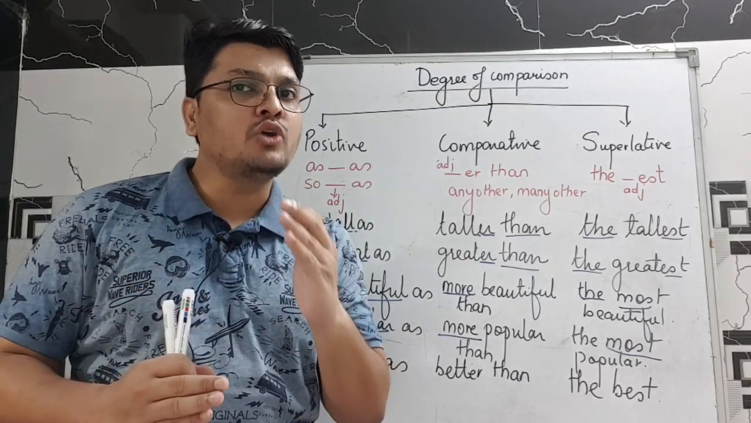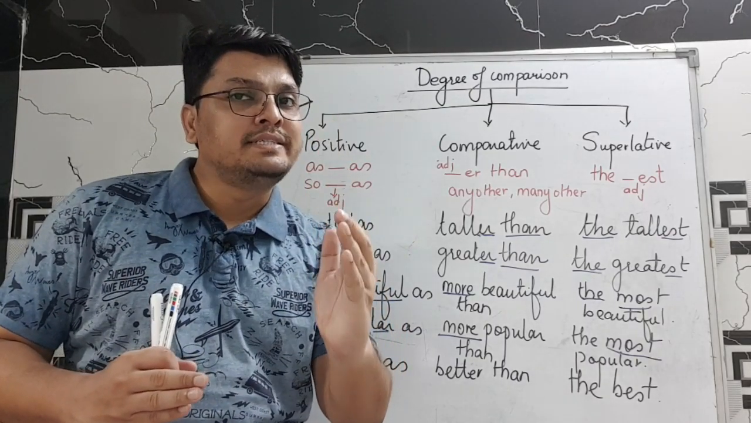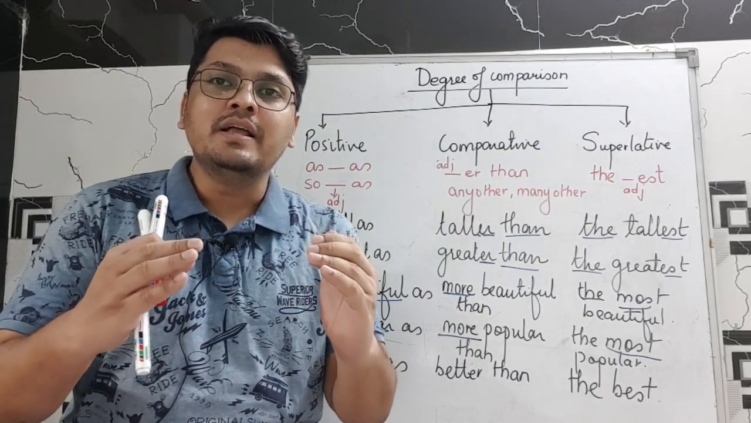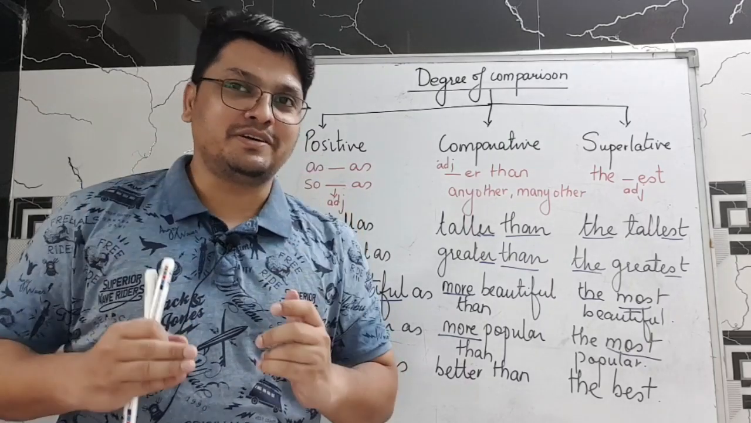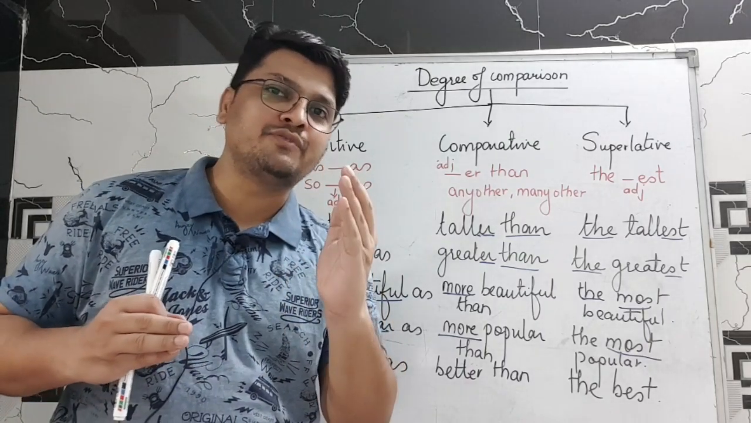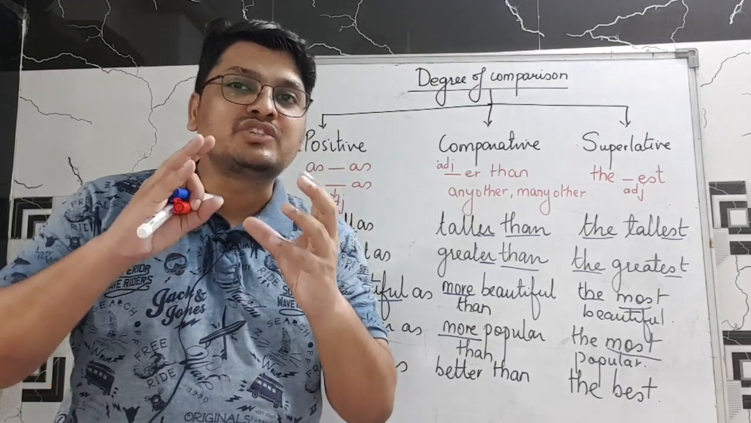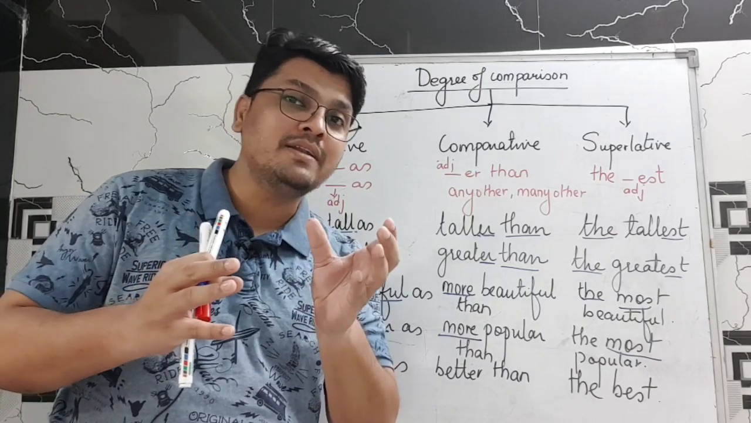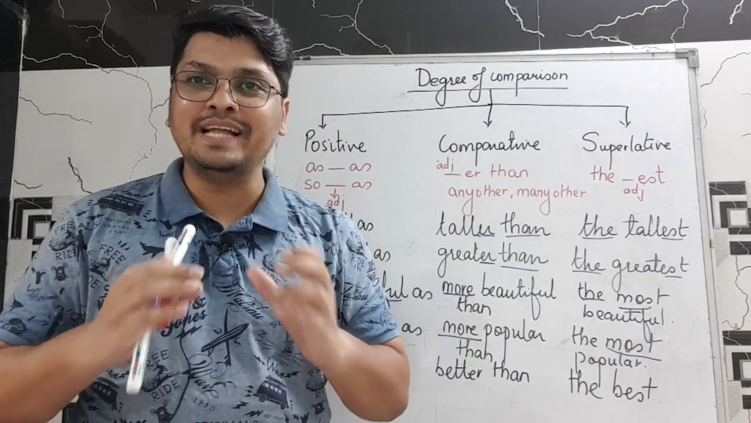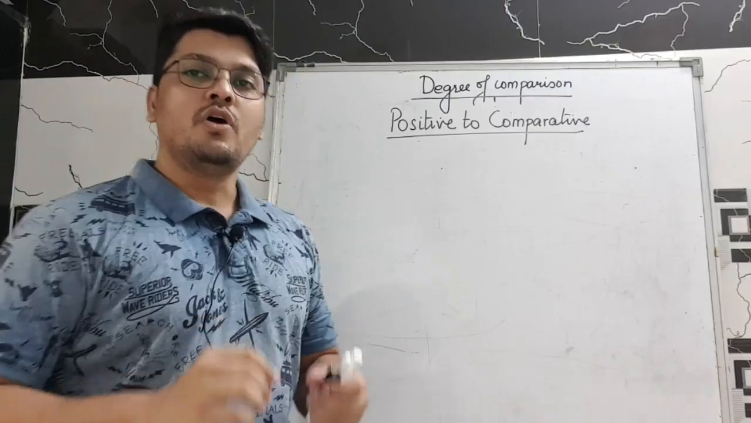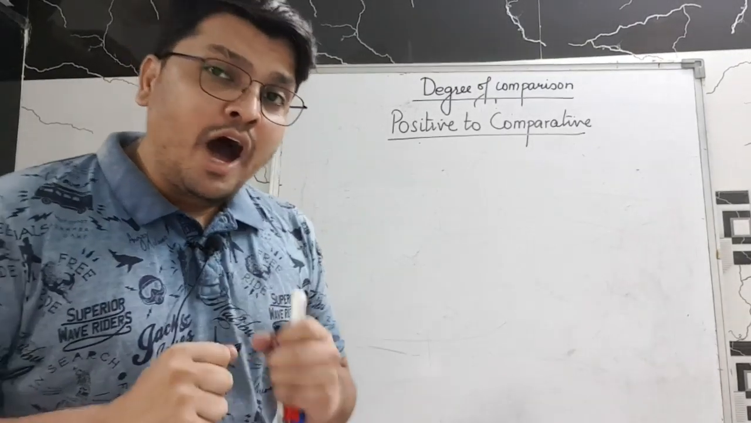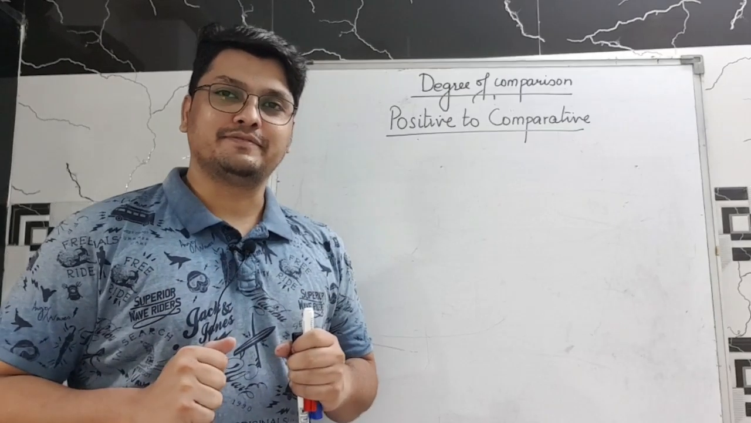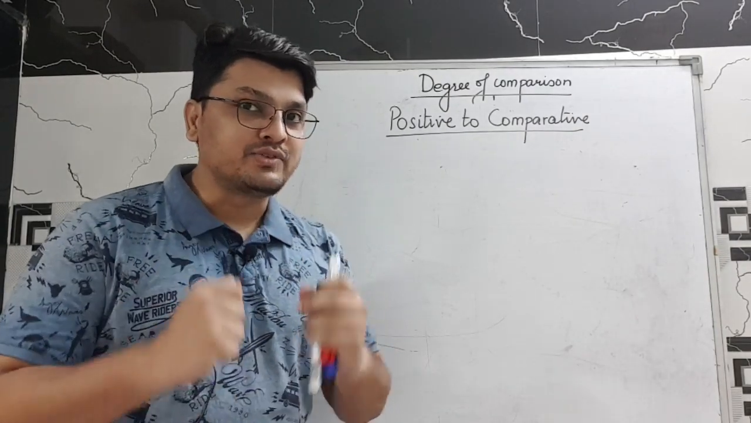Now let's see how to convert the positive degree into the comparative degree. We will learn it through the structure. As you know in past videos also, I used structure to change from one sentence to another. So let's see the transformation. Now we will see how to change positive to comparative. Now I'll give you the structure.